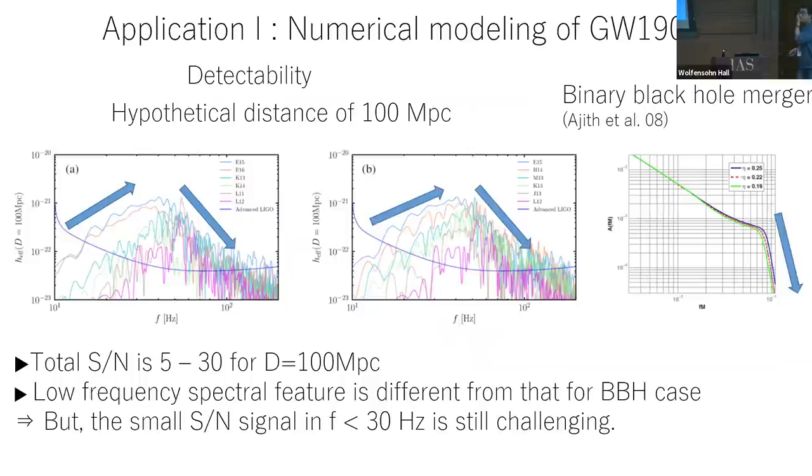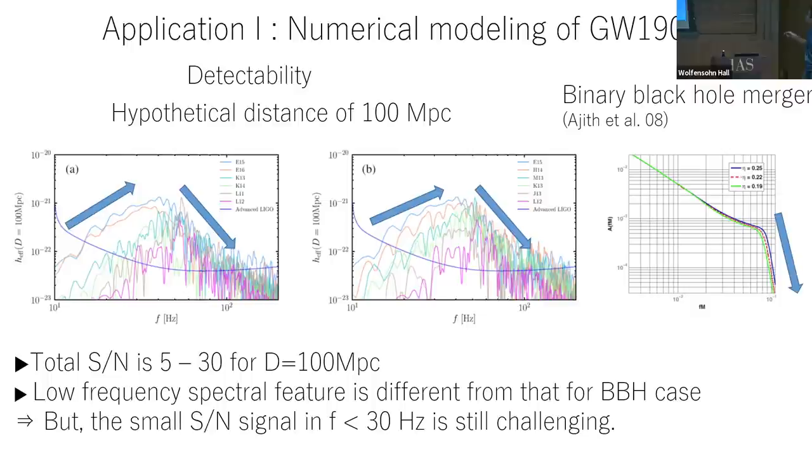Then, we also calculated our power spectral density on top of the LIGO sensitivity. We found that the signal-to-noise ratio is between 5 and 30 for a hypothetical distance of 100 megaparsecs. In these figures, we also find that the spectral amplitude increases with frequency up to a certain frequency, then it quickly decreases. The latter feature is very similar to the one found in the binary black hole merger simulation.